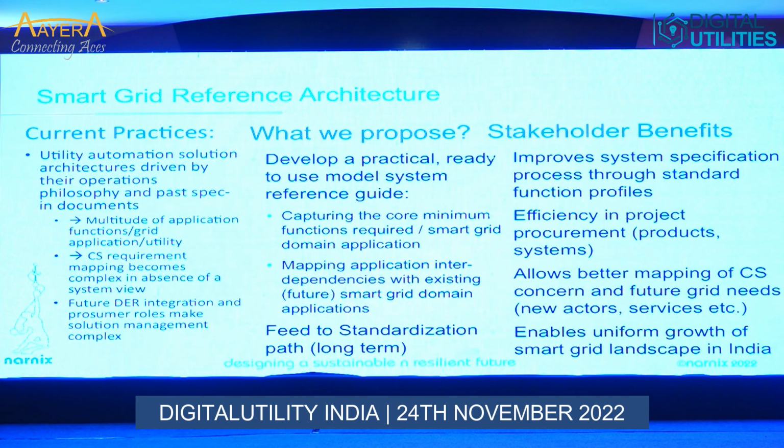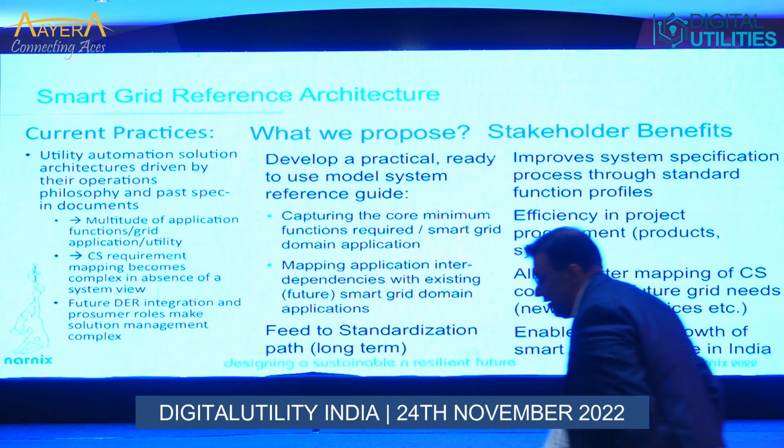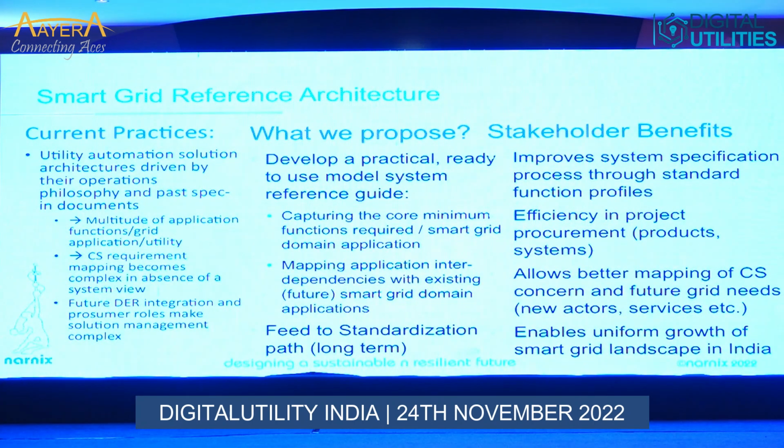Current practices are these: utility automation solution architecture driven by their operational philosophy and past spec-in documents. What we are proposing is to develop a practical, ready-to-use model system reference guide, capturing core minimum functions required by smart grid domain applications, mapping application interdependencies with existing and future smart grid domain applications. This feeds a long-term standardization path, and the benefits would be an improved system specification process through standard functional profiles, efficiency in project procurement, system and product systems, better mapping of cybersecurity concerns and future grid needs, new actors and services, etc., and enabling uniform growth of the smart grid landscape in India. Next.